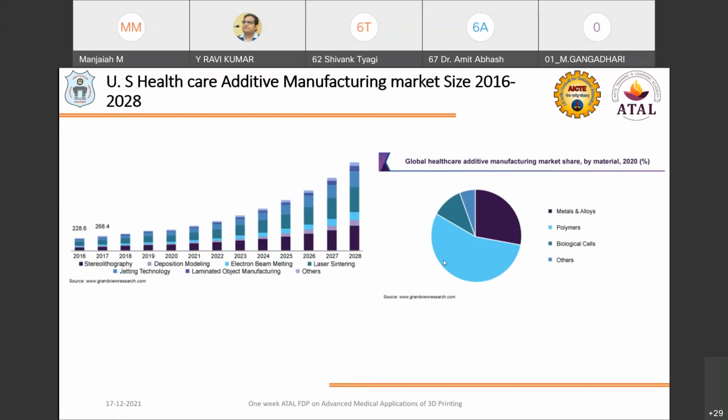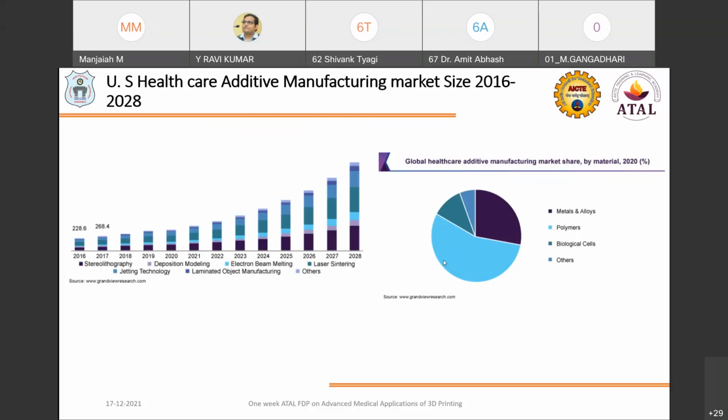And if you see the kinds of manufacturing processes, laser sintering as well as electron beam melting are the most suitable processes for metal additive manufacturing, suitable for biomedical implants or biomedical parts. The market size has been growing since 2020. The growth rate of laser sintering and electron beam melting is enormous when considering US healthcare applications in additive manufacturing of metals.